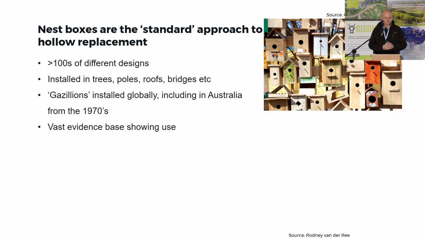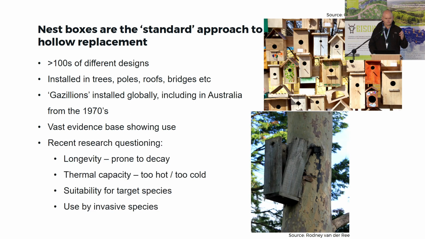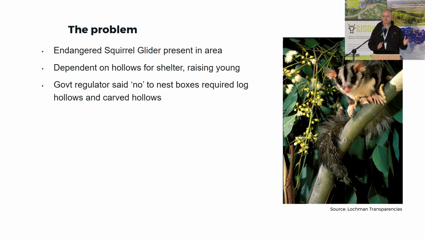The standard approach to replacement hollows, which Silvio mentioned this morning, is nest boxes. There are lots and lots of studies around the world showing that nest boxes are used by a whole range of different species, but also recent research coming from Australia which found that nest boxes are prone to falling apart quite quickly. They get too hot in summer, too cold in winter. We don't know whether they're suitable for the target species. They're used by invasive species. And so just because they're used doesn't mean it's actually a positive effect. So the regulator said, if you're going to install replacement hollows, you're not allowed to use nest boxes.